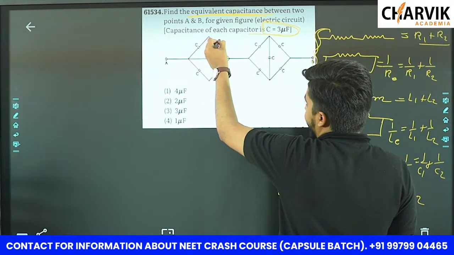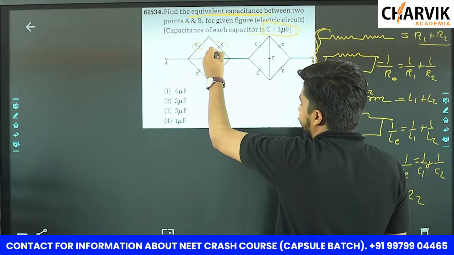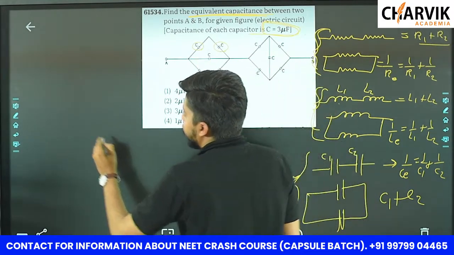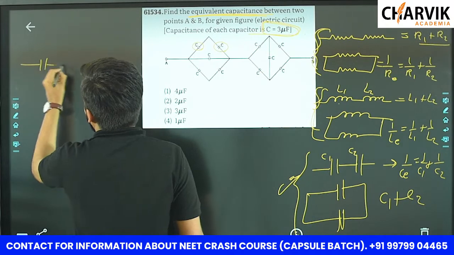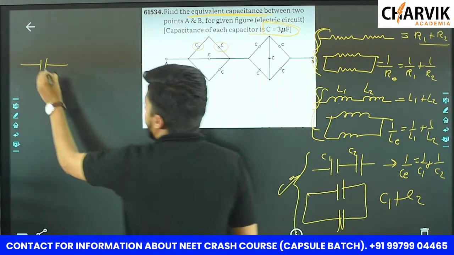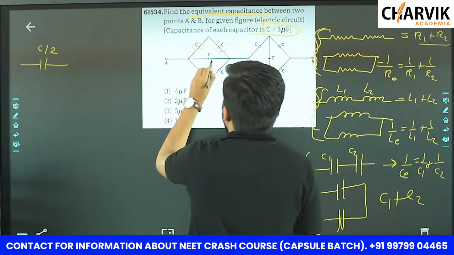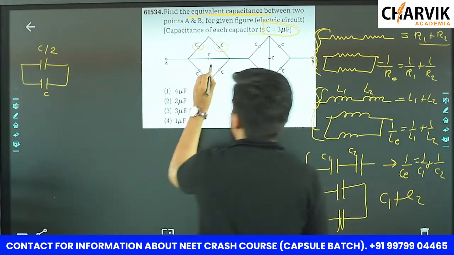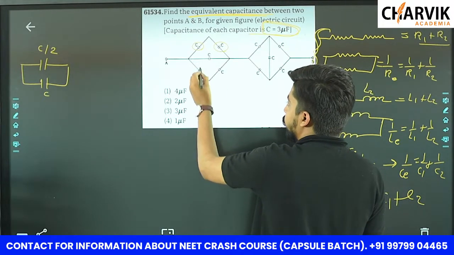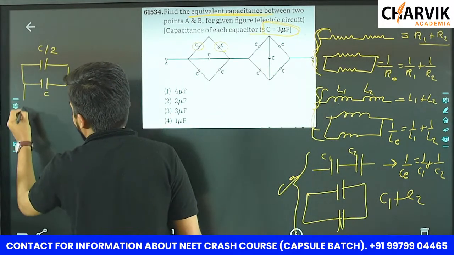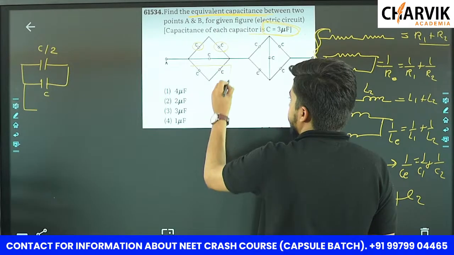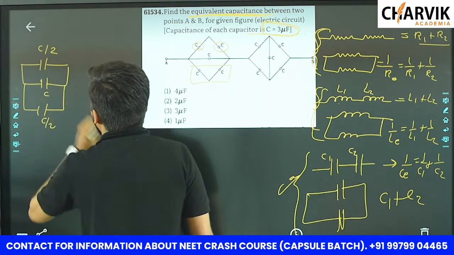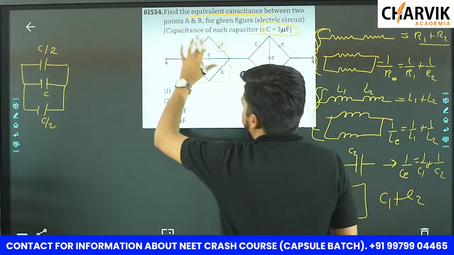For these two capacitors of C and C, both are in series, so we can say the equivalent capacitance for the first and second will be C by 2. There is one another capacitor given which is in parallel, and its value is given as C. And there are two other capacitors in series, so C and C again becomes C by 2. This is how the simplified circuit of the first part becomes.